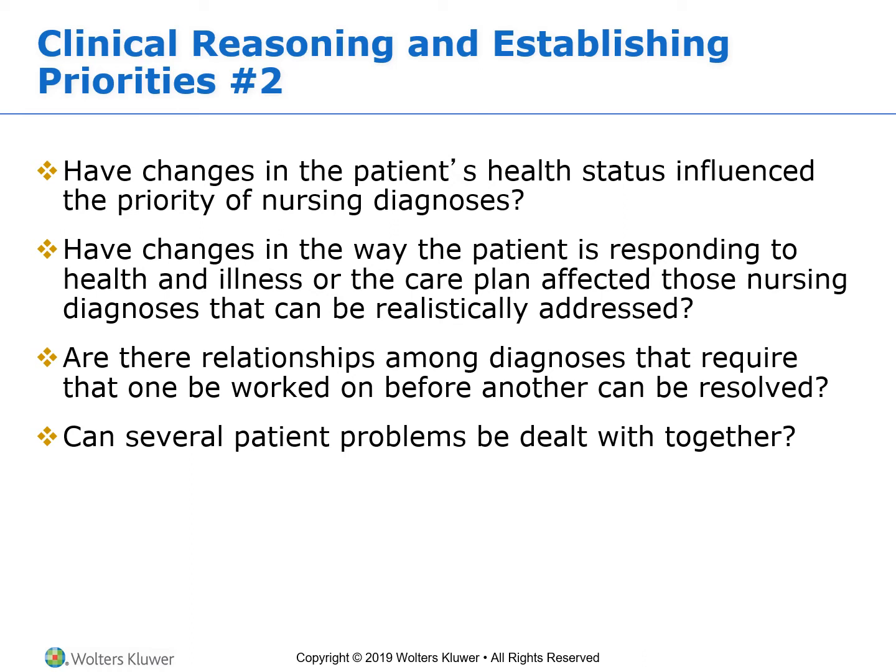So, have any changes in the patient's health status influenced the priority of the nursing diagnosis? The way the patient changes on a minute to minute or day to day basis, those things could change. Have changes in the way the patient is responding to the health and illness or the care plan affected the nursing diagnosis that can be realistically addressed? So maybe the patient is getting a good response to the antibiotic, if they're on an antibiotic, and the health is improving, or maybe they're not responding at all.